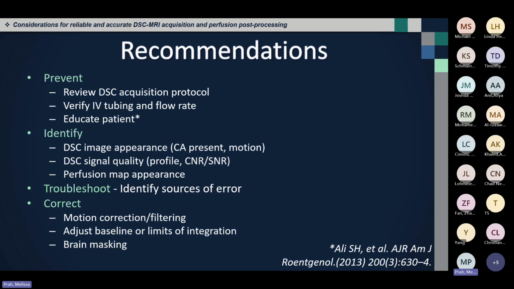And with every great intention, issues will arise, and it's important that we can recognize poor quality data so that uninterpretable data is not used for clinical decision making and suboptimal data is not overly relied upon. It's also important to identify the sources of errors so that the same issue isn't revisited. And lastly, to apply corrections to the data during post-processing to improve accuracy.